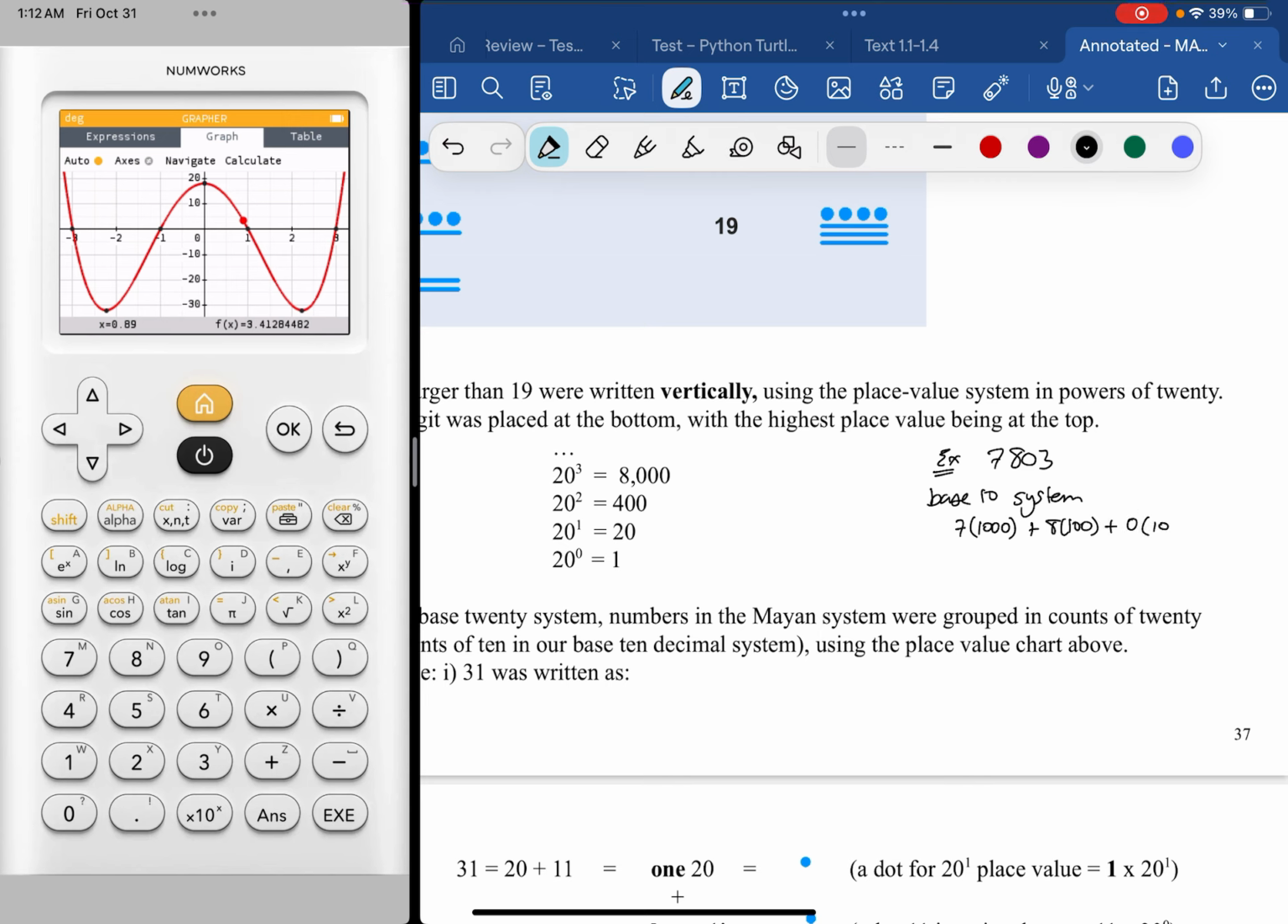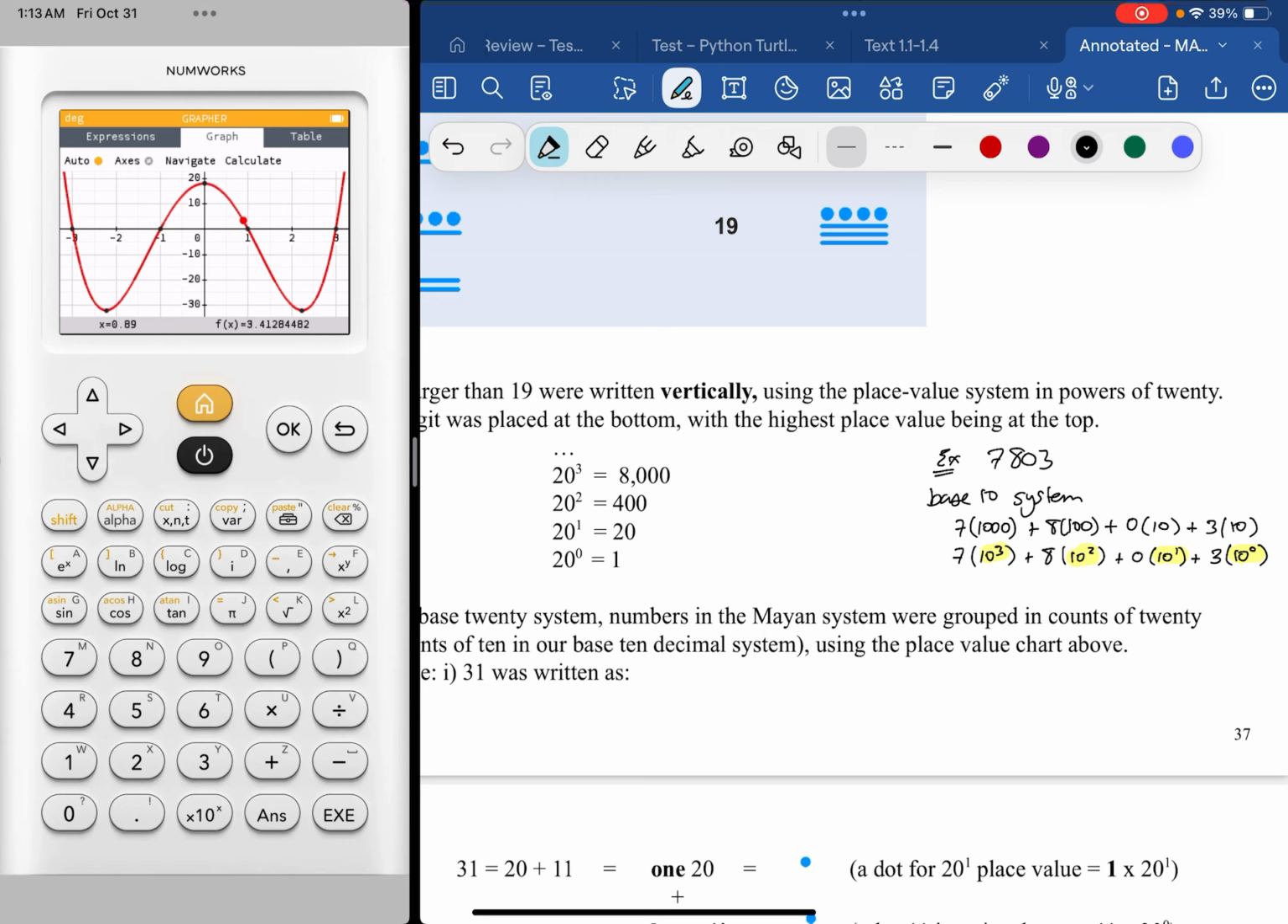Plus 0 times 10 plus 3 times 1. But again, we learned that that's the same as saying 7 times 10 to the third, 8 times 10 to the second, plus 0 times 10 to the first, plus 3 times 10 to the zeroth. All right. So our place values were organized from left to right. In some cases, we read them right to left. Here, we're saying bottom to top. That's number one. And also, we're not doing it with base 10 anymore. We're doing it now with base 20.